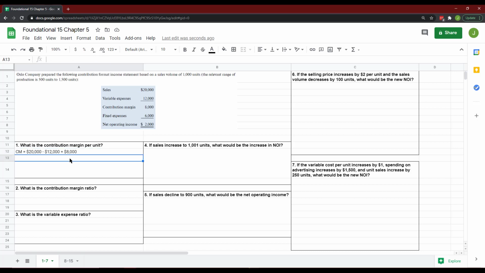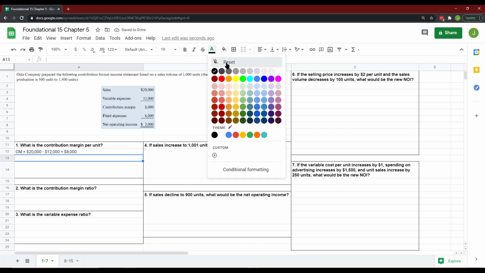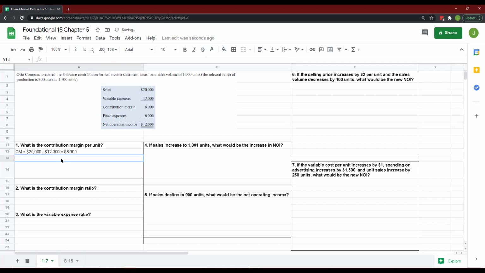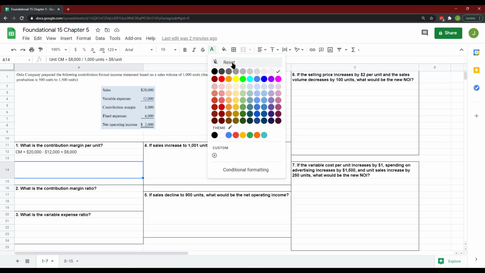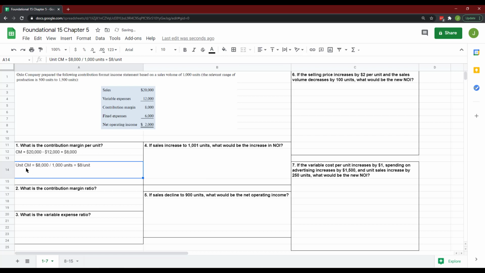So now we want to just convert that contribution margin in dollars to a per unit amount. So the next thing we'll have to do is divide that by the amount of units that were sold here. Okay, so we see here that the unit CM is going to be $8,000 divided by 1,000 units, and that gives us $8 per unit for our unit CM.